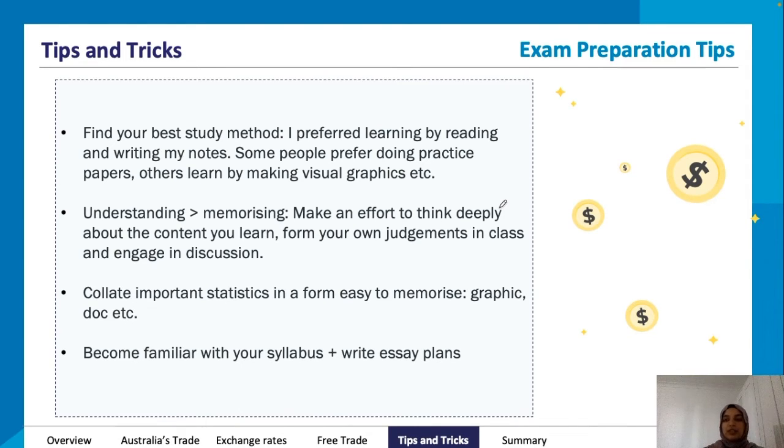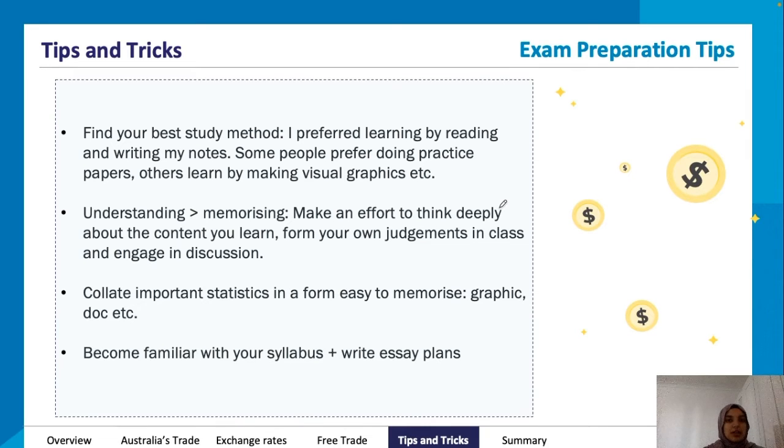Become familiar with your syllabus. Write essay plans, right? Those are the things that will get you through. Your HSC examiners are making your exam by looking at the syllabus. So it's only obvious that you would do the same when you're making your notes and you're going through practice questions to make sure that you understand the syllabus and everything in it. And if you don't, ask questions, talk to your teacher, get it sorted, you know what I mean?